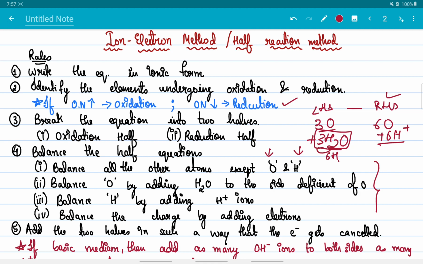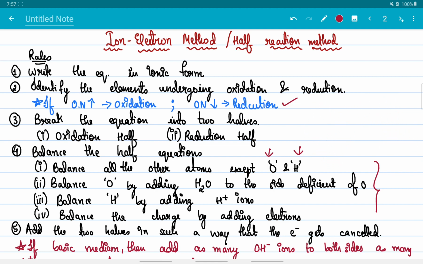So after balancing the atoms and the oxygen and hydrogen atoms also, we are supposed to balance the charge on each and every equation. And for balancing the charges we can add electrons to the sides. Now this is how it is done. I'll show you in the equations directly. So for balancing the charge we are supposed to add the electrons.